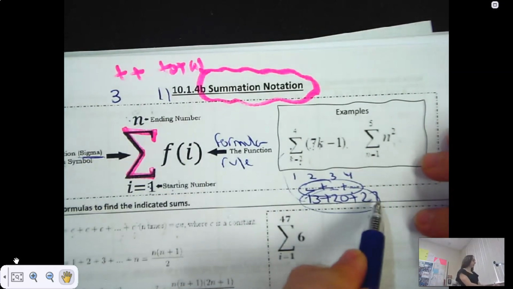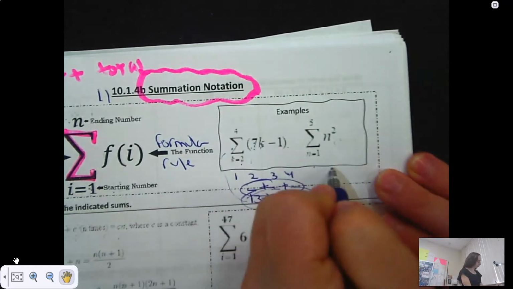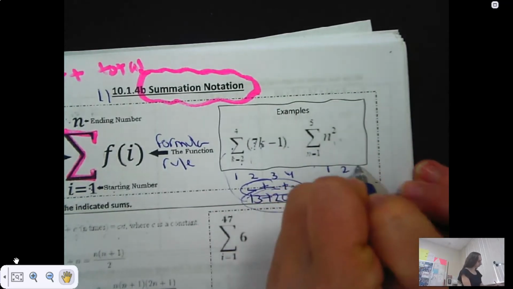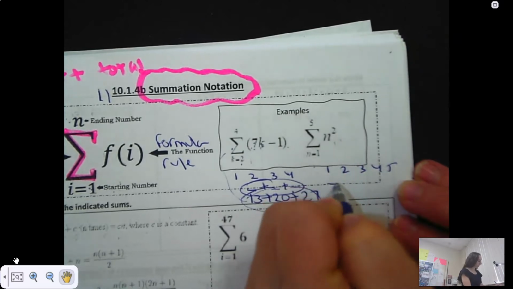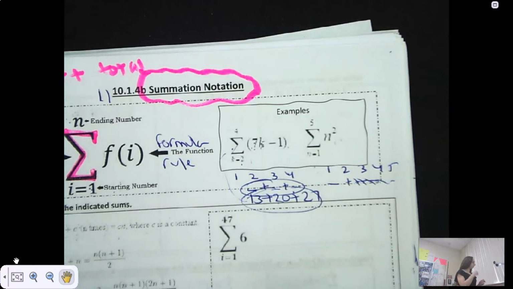33, 53, 60. Okay. This is saying I want the sum of the first 5 numbers. I want the first term, the second term, the third term, the fourth, and the fifth. Add up all of those and tell me the total. And that's what we're going to be doing. Okay.